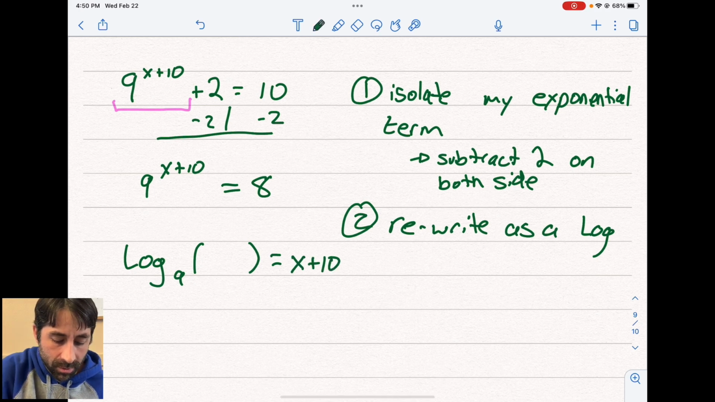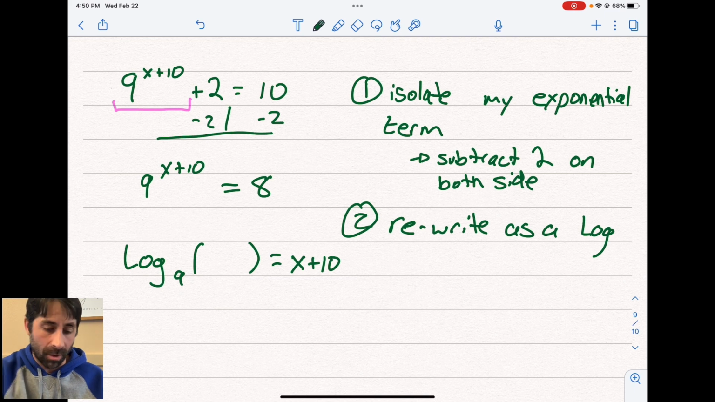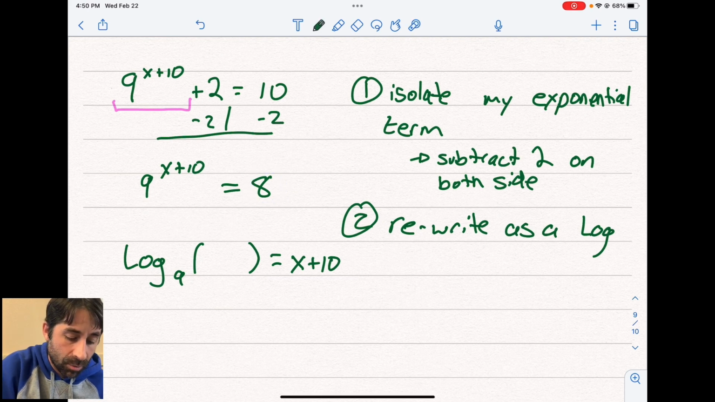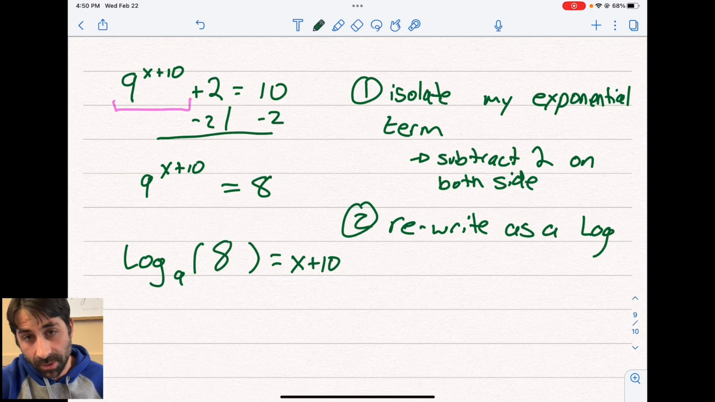X plus 10. Okay, so now inside the log is the only remaining term. In this case, that would be 8. So I'm going to put 8 inside the parentheses. That is the argument of my log. So now this equation does not look too bad. Log base 9 of 8, that I can plug into a TI-84, or I can plug it into Desmos. Just because I'm recording this tutorial on my iPad, I will probably use Desmos, but either one works just fine.